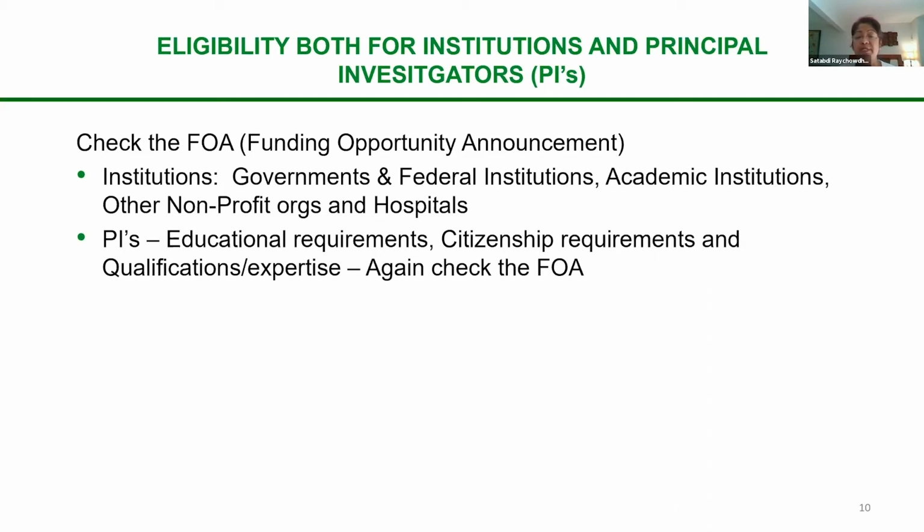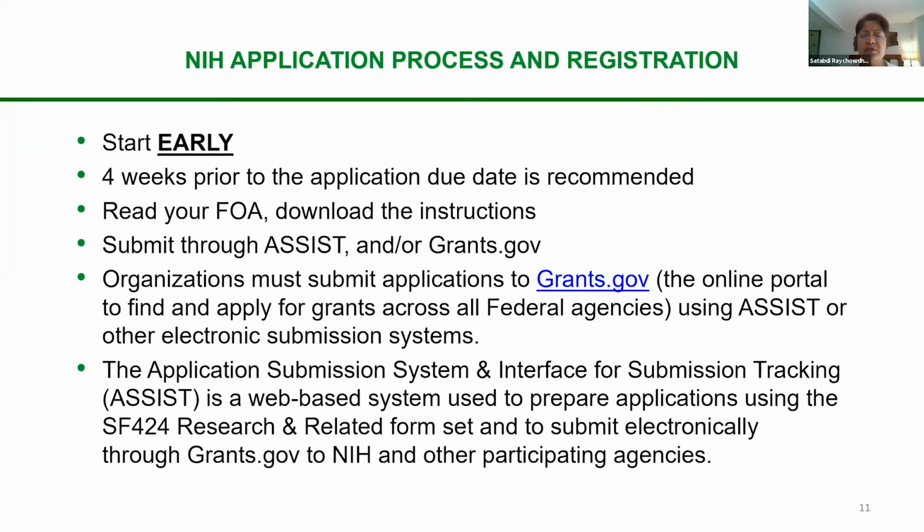Also, you need to check the educational requirements for the principal investigators, the PIs, the citizenship requirements, and qualifications and expertise. So all of these are actually included in the program announcement. So you have to read through it to make sure your institution or your organization is eligible to apply, and also if the PIs are eligible to apply. So there are certain points that you have to keep in mind.